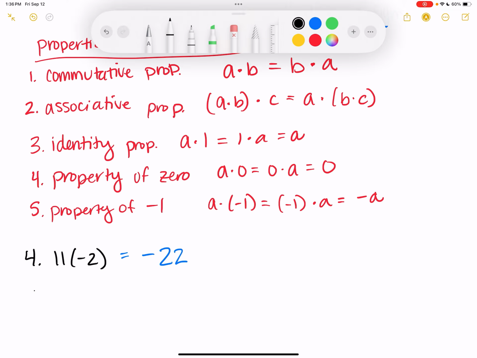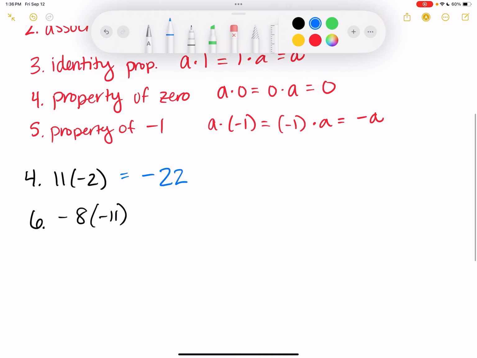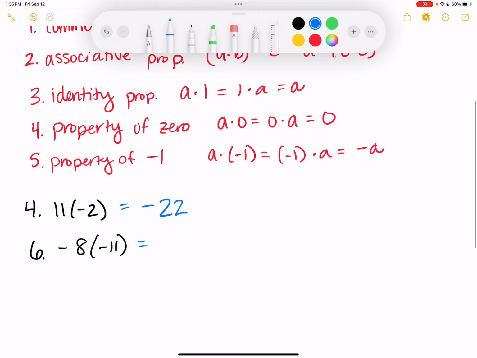Six. -8 times -11. 88. And it's positive because they have the same sign. Ten. Negative 1/2 times negative 32. Yep. Half of 32 is 16, and they're both negative, so it's going to be a positive 16.